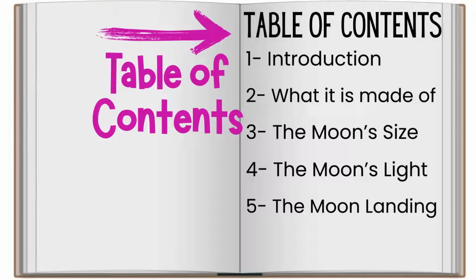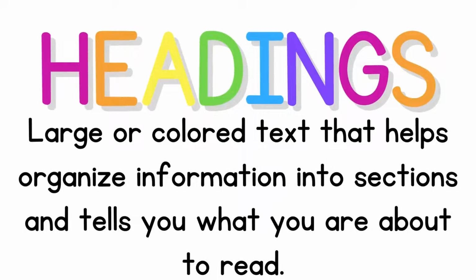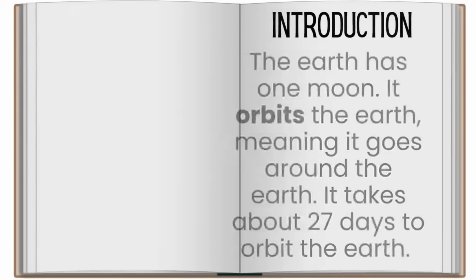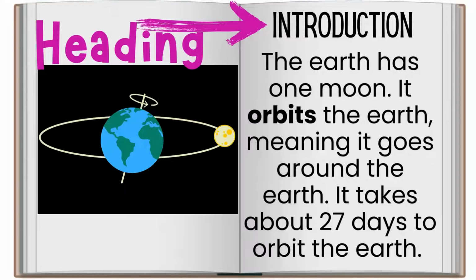So far, fiction books also have a title and often chapters, but they don't usually have headings like nonfiction books and texts have. Headings are large or colored text that helps organize information into sections and tells you what you are about to read. Can you see the heading on this page? It's these big words up at the top, introduction. Nonfiction books often start with an introduction to introduce their topic.